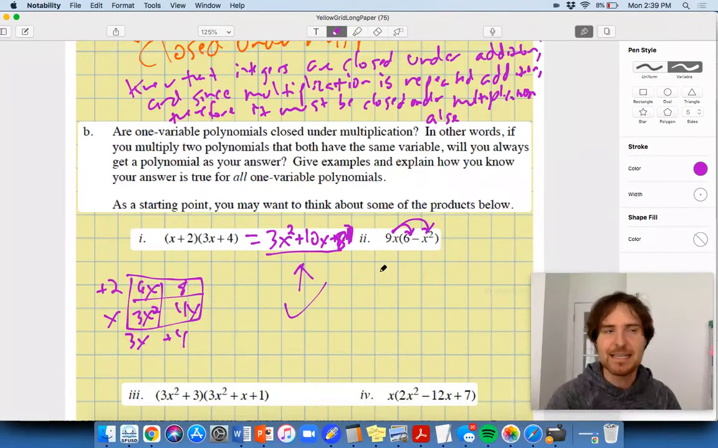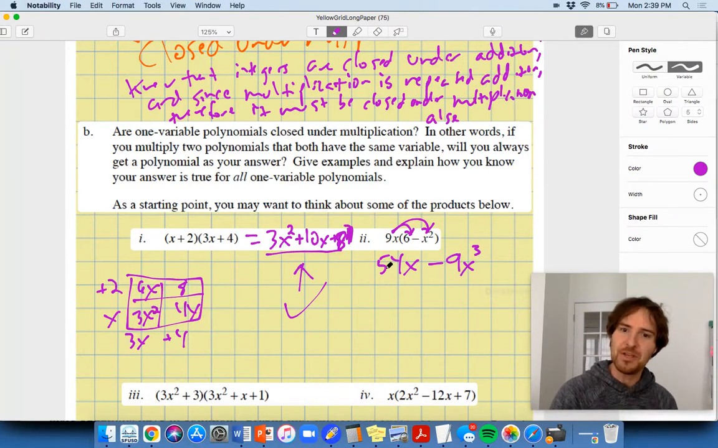9 times 6. I always mess up 9 times 6, don't I? What is that? This is terrible. What is 9 times 6? Well, that would be 54, right? Yeah, 54. 54x. Okay, and 9x minus times minus x squared. Well, x times x squared is x cubed. Okay, I get the negative there. That's negative 9x cubed.